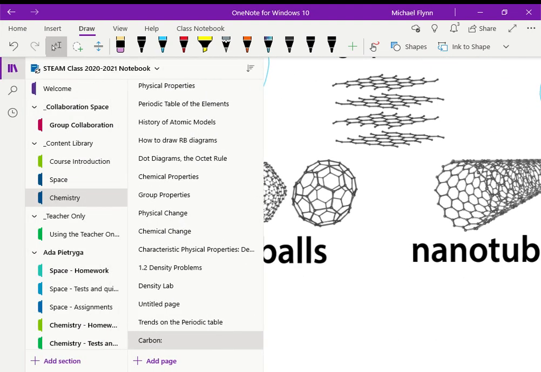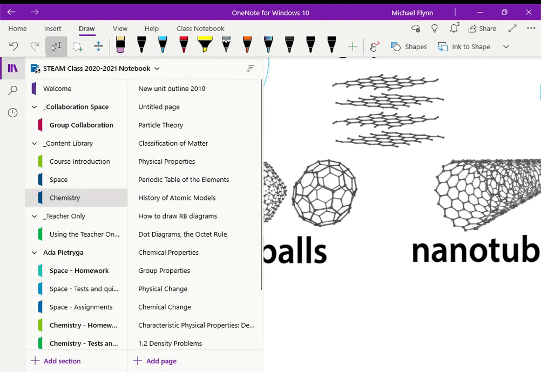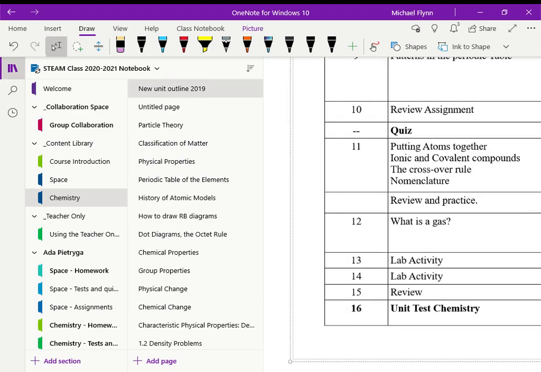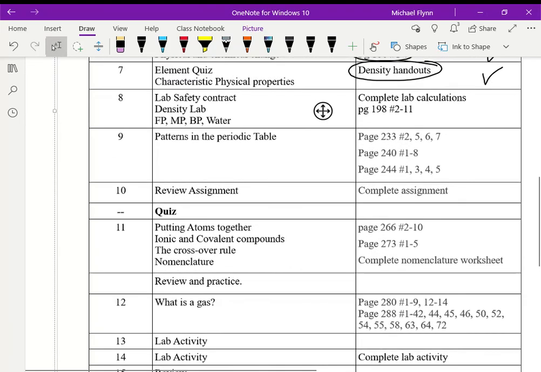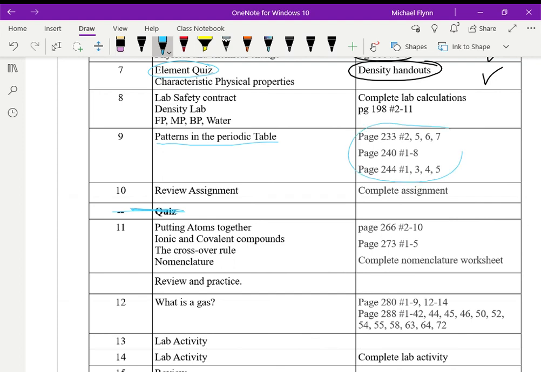Now, speaking of homework, I'm just going to finish it off. Here's what we decided today in class. We are going to cancel this quiz. Okay, we already had our element quiz. That was lesson 7. We had that up here. Okay, and we did density, we did patterns on the periodic table. That was today. So this is your homework today. Okay, as well, make sure you finish all the other homework. So we're on lesson 9.